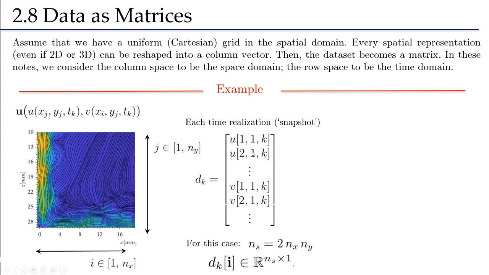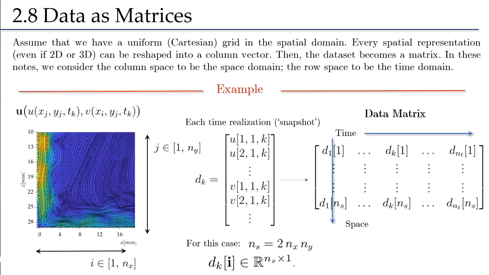Now, if we put every snapshot as a column of a single matrix, you build your data matrix. And here we have the time evolution along the rows and the space distributions, let's say, along the columns. So the first row, for instance, tells how the data evolves in time in specific degrees of freedom. In this example, it is going to be the u component in the bottom left corner.